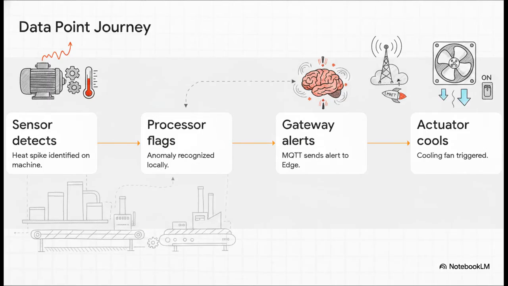Let's actually tie this all together with a quick mini narrative of just a single data point in one of those factories. Step 1. A temperature sensor on a motor detects a sudden heat spike. Step 2. The embedded processor immediately reads this, filters out the normal operational noise, and flags it as a critical anomaly. Step 3. The local gateway uses that lightweight MQTT protocol we talked about to fire off an alert to the edge computing system. And finally, Step 4. Without waiting for a human to do anything, the edge system instantly sends a command back down to an actuator, which flips a relay to turn on an emergency cooling fan. The whole thing is seamless, autonomous, and incredibly fast.